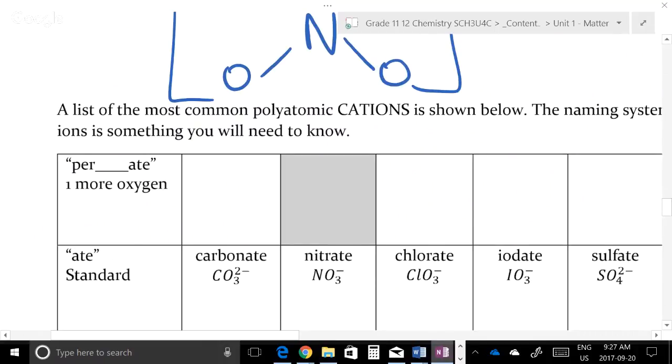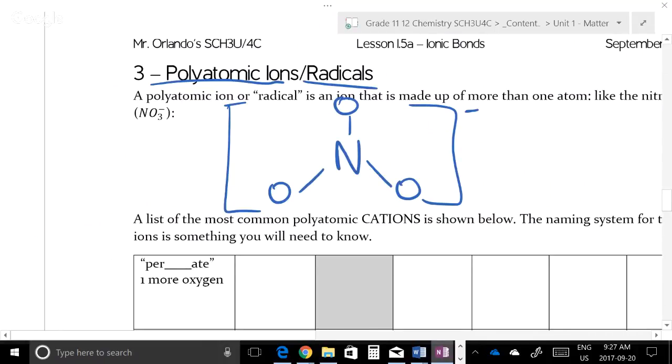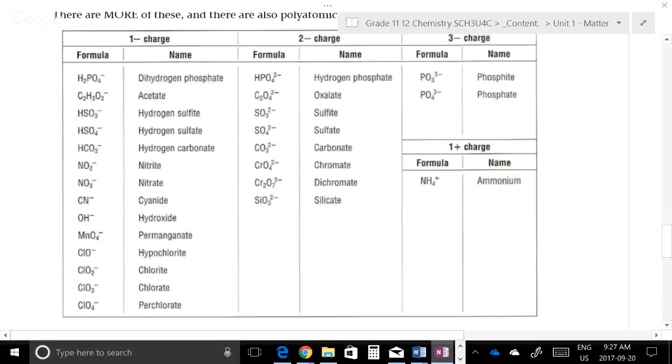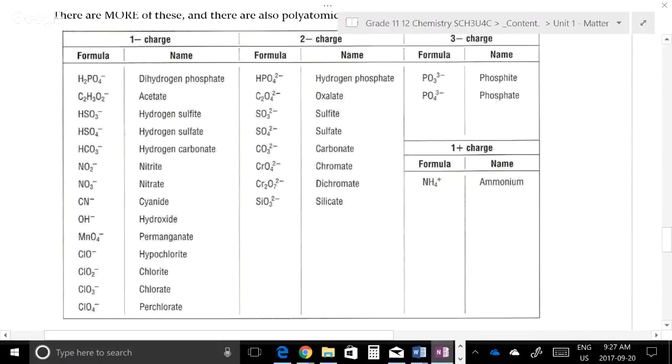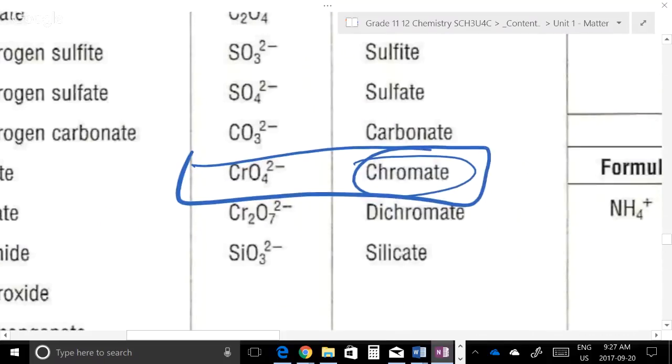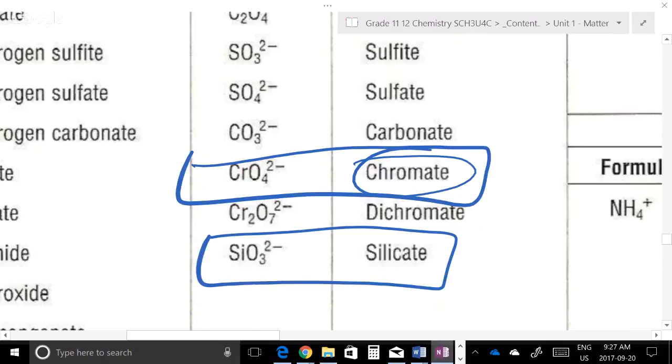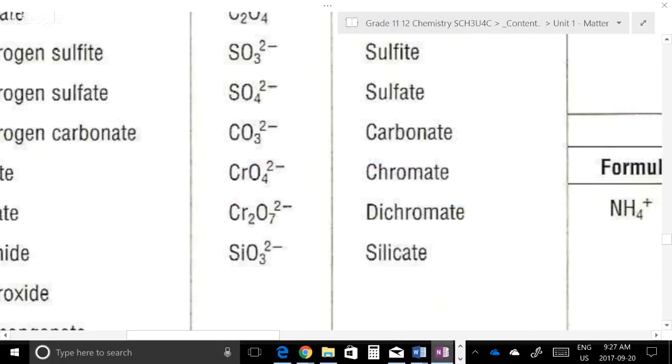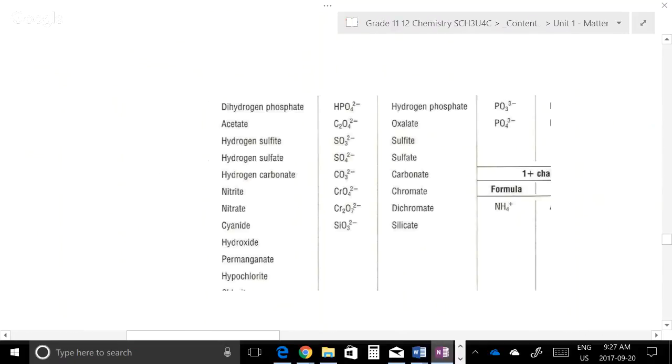There's a bunch of them. In fact, if you look here, I've given you a table with the most common ones. And they all have their own names. So for example, if you see chromate, you can look at this chart and know that chromate is CrO4 2-. Does that make sense? And if you see silicate, you can look and see that it's SiO3 2-. Does that make sense?